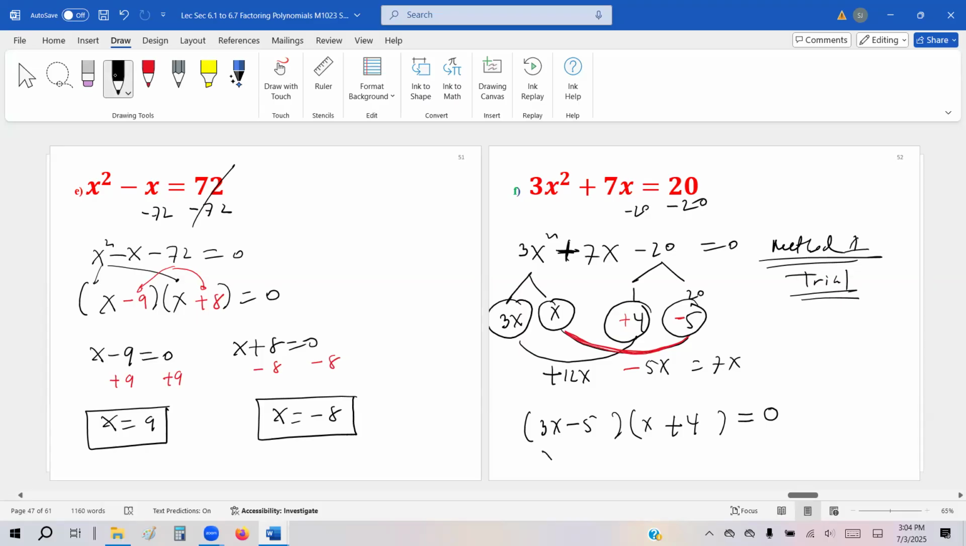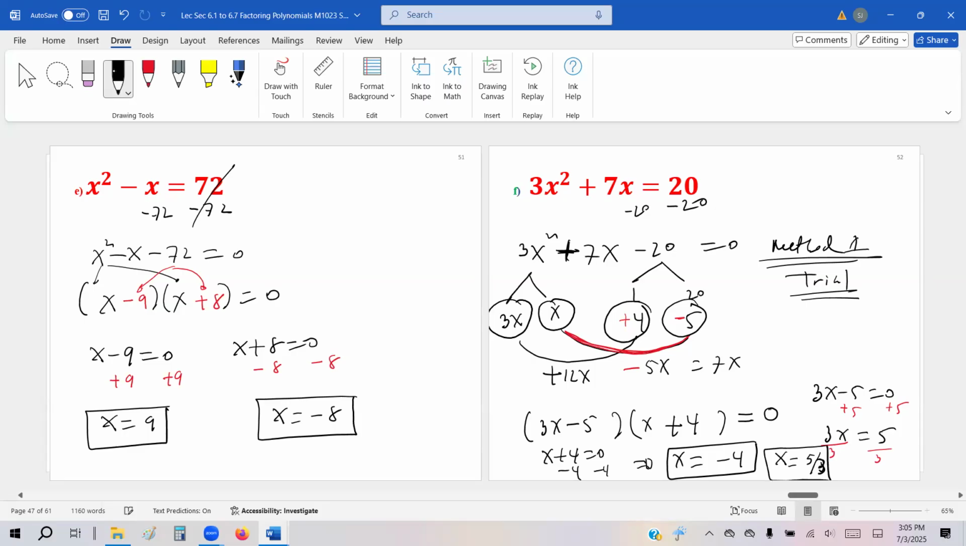So we have x plus 4 equals 0. We subtract 4. That gives us x equals -4, one of them. The other one is 3x minus 5 equals 0. Add 5 to both sides. We get 3x equals 5. Divide by 3. So that tells us another solution is x equals 5/3. So this is the trial method.